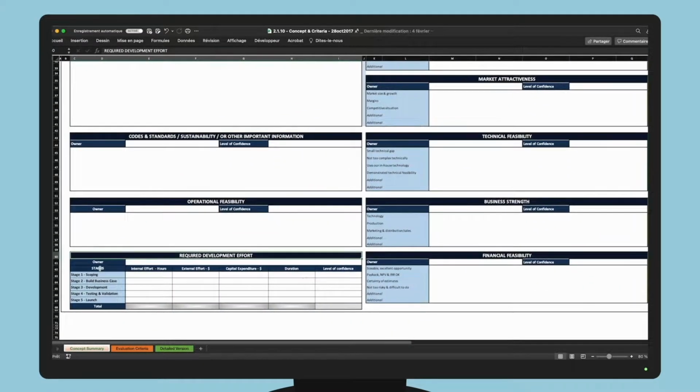Notice that the effort is spread between the internal effort in hours. It scopes the project proposal. The external effort in your currency, if you have to pay for services.